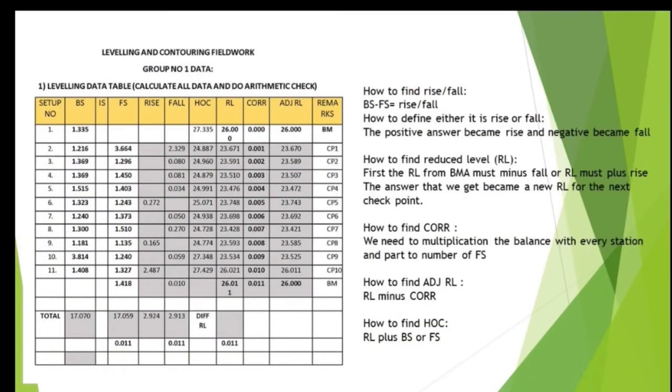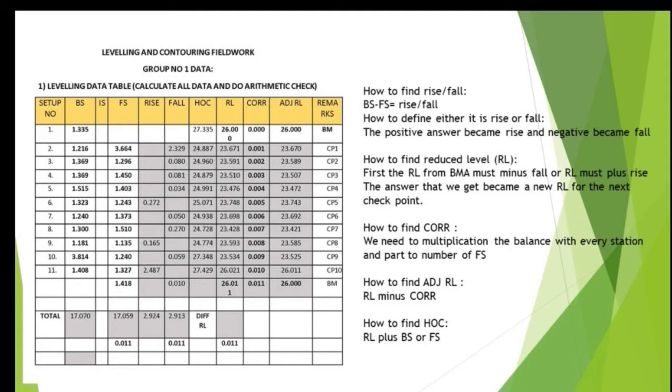I'm going to continue with how we calculate all the data in the leveling data table. With the data given, we need to find rise or fall first. To find rise and fall, we subtract foreside from backside. For example, the first backside 1.335 subtract with second foreside 3.664, we got the answer 2.329. To define whether it is rise or fall, if the answer that we got is negative, it's fall. If the answer is positive, it's rise.